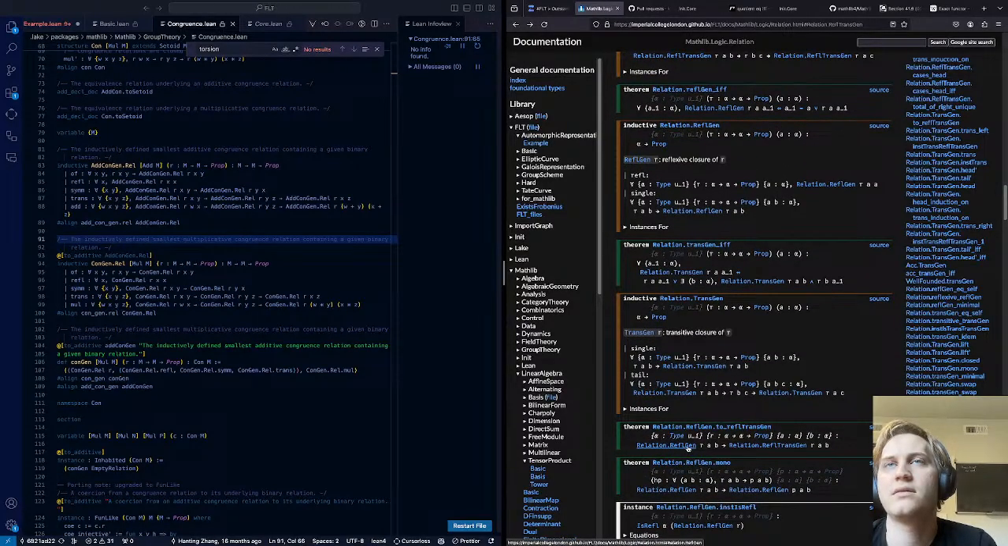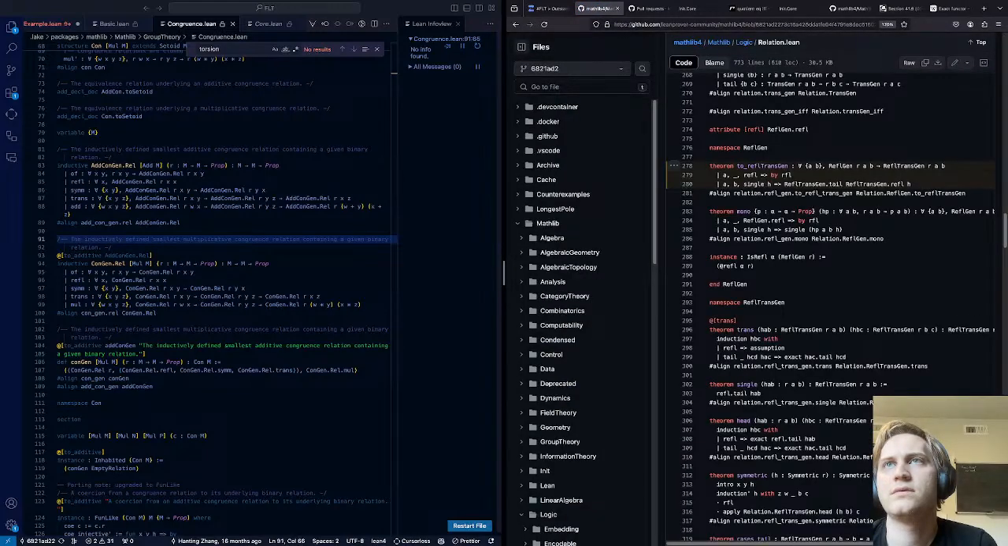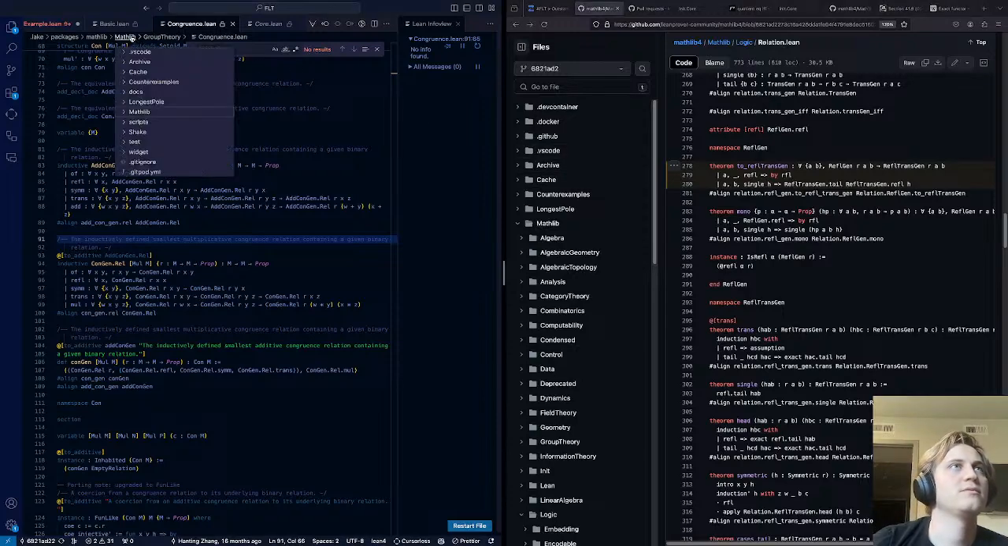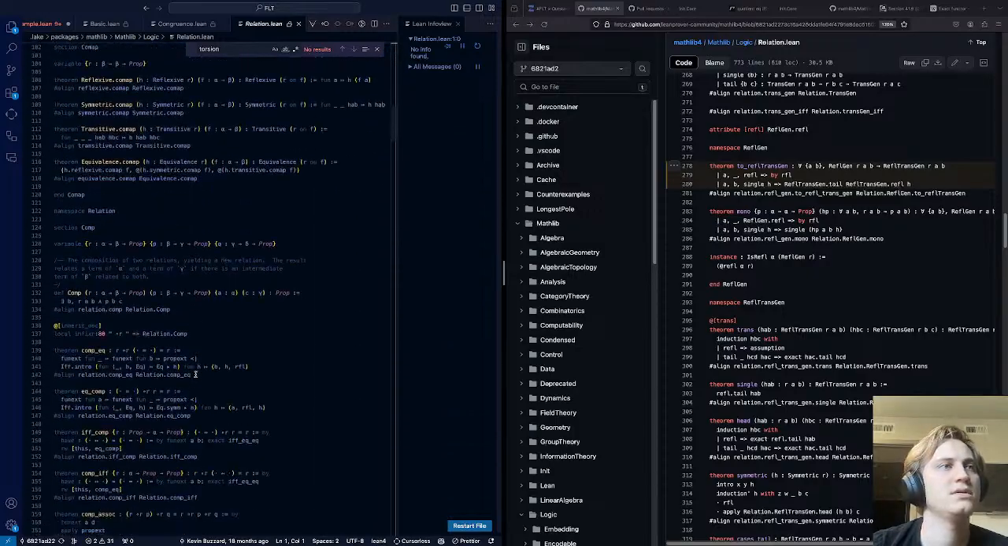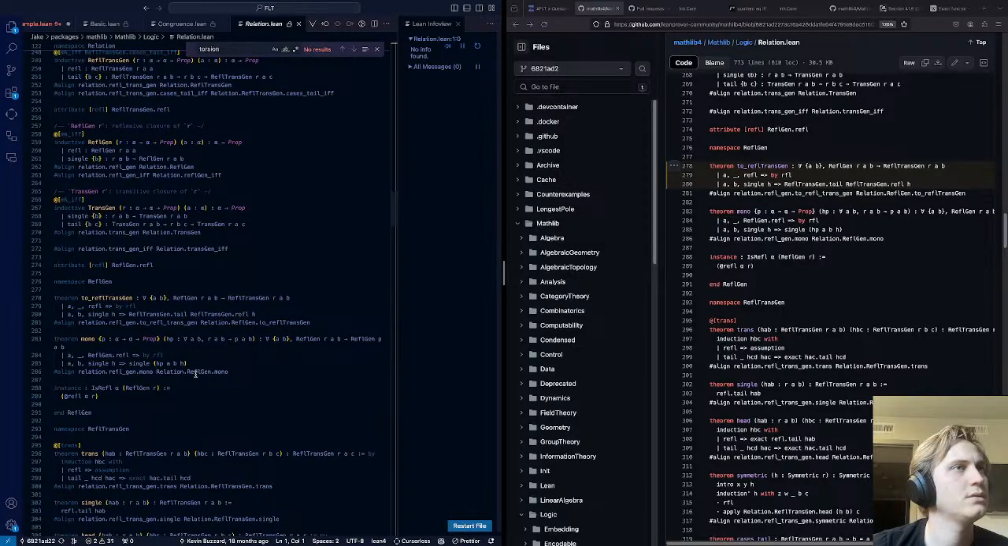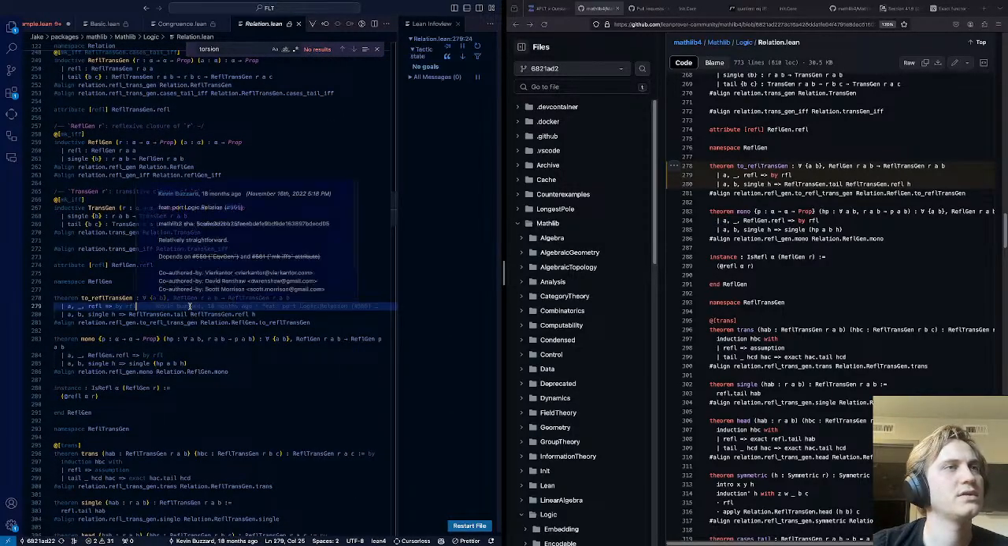Refulgen, on the other hand, I do see how you could prove it, because you could use single. Therefore, I don't understand how this theorem can be true. Source. MATLAB logic relation. Sorry, MATLAB logic. I can be doing this in the interactive. Line 278. To refultransgen.